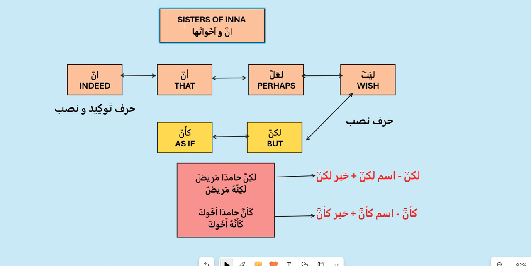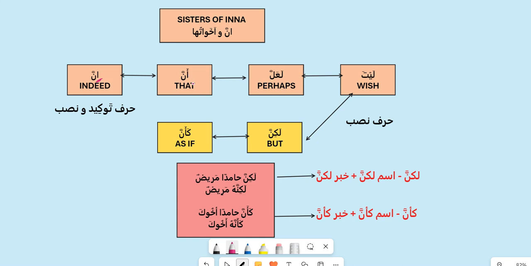Inna wa akhawatuha. So what are the sisters? Inna, Anna. Inna means indeed. Anna means that. There is a difference in Inna and Anna. Inna is with kasra actually, and Anna is with fatha. So there is a kasra below the hamza. And Anna means that. And la'alla means perhaps.